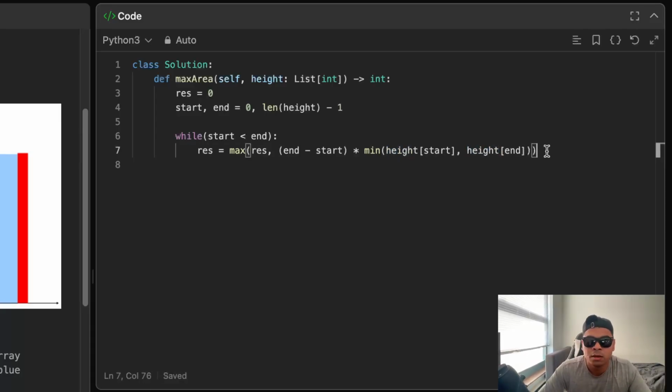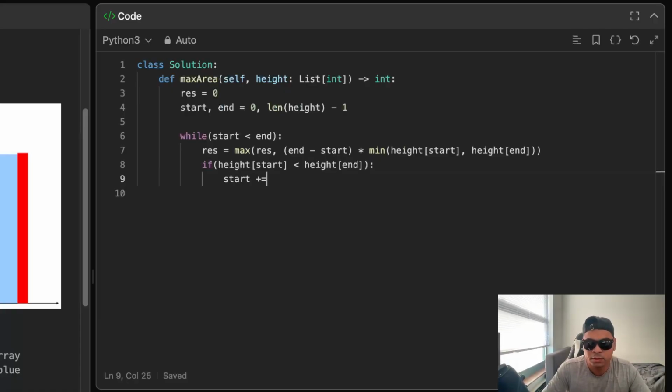That is it. Now that will update our answer, but now we need to make a decision on which pointer we want to move, and we obviously want to move the one that has the lesser value. So if height start is lesser than height end, then I will move forward my start, right? Else I will bring back my end. Okay, that's it. And then finally I will just return my answer, which is result.